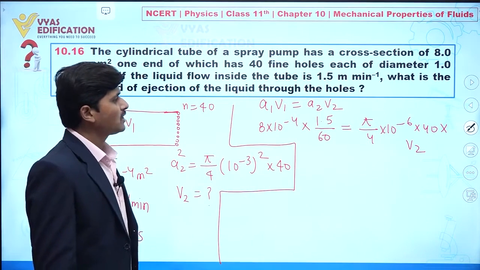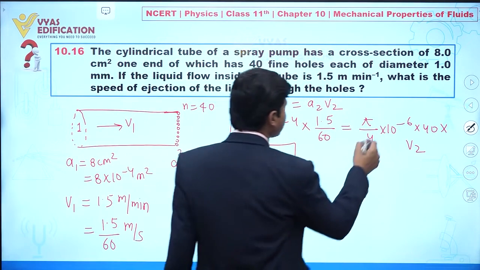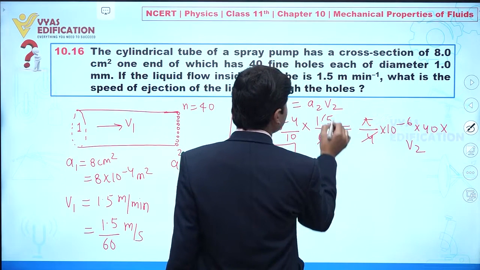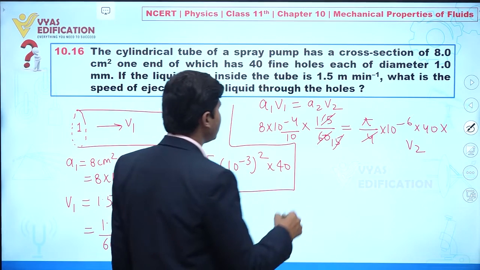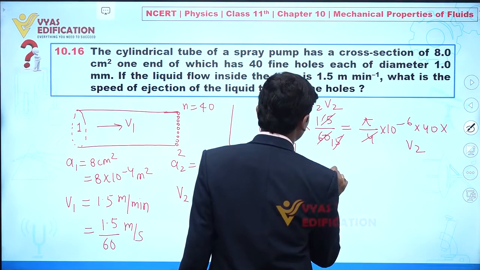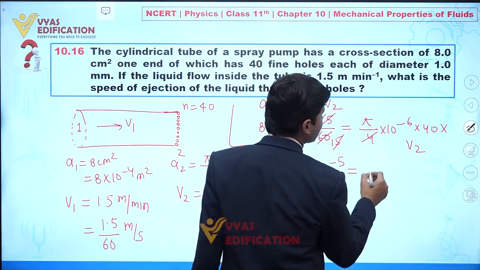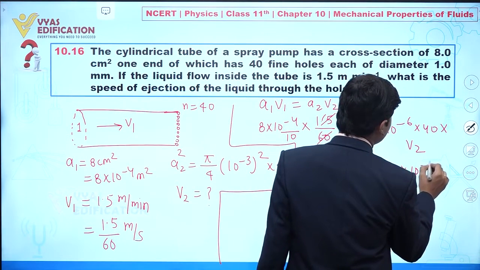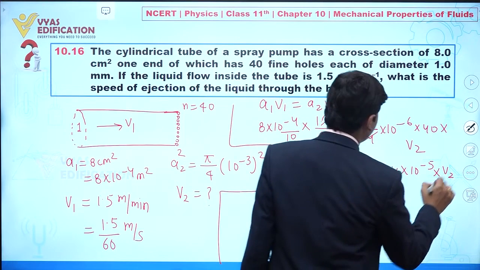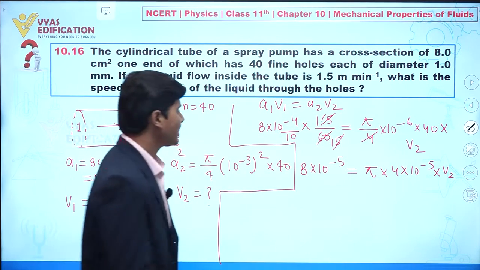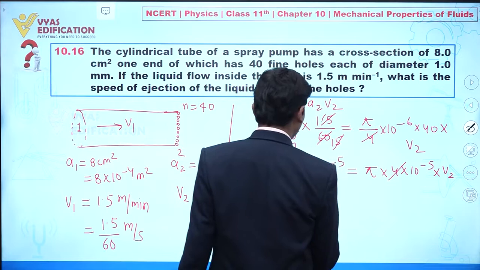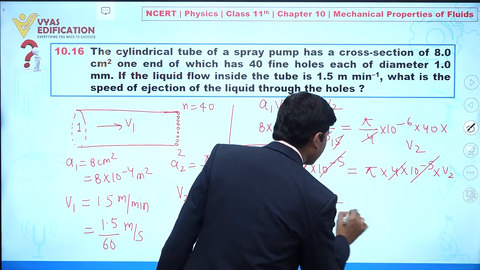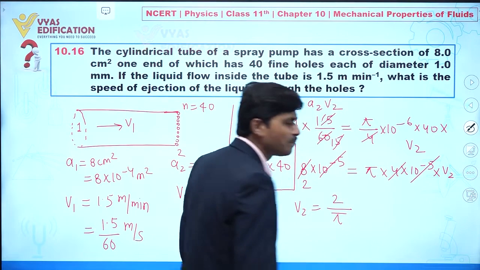Now first of all let us try to cancel some part. This is 15, clear. This is divided by 10, 15 and 15 cancel out, clear. So we can write like this, 8 into 10 to the power minus 5 is equal to pi into 4 into 10 to the power minus 5 into V2, clear to you. So now we have 2, and this cancels out. So from here V2 is given by 2 divided by pi, clear.